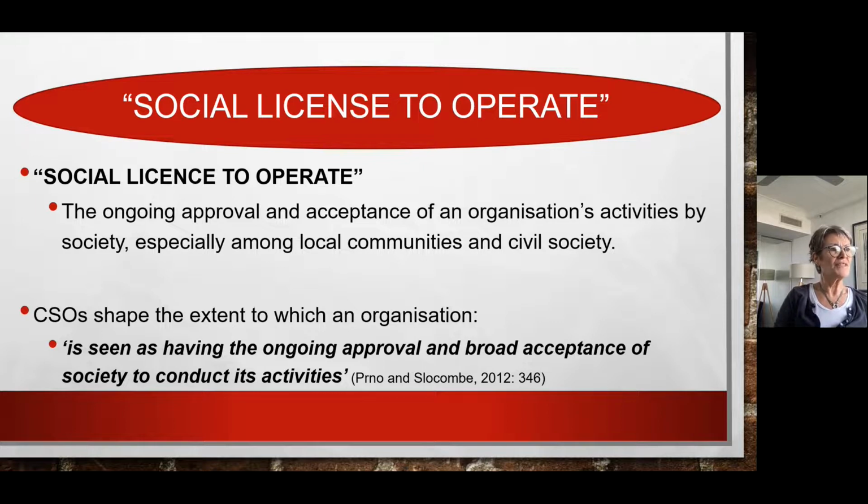This point here is about how civil society organisations shape the extent to which an organisation operates. They're seen as having the ongoing approval and broad acceptance of society to conduct its activities. Taking that statement, you can see how that social impact is more at the forefront of a civil society organisation. Even in the title of civil society organisation, we can see that the emphasis is on that social idea.